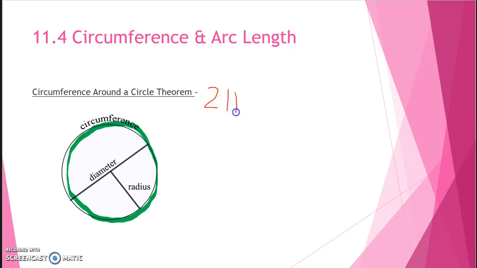The first one is 2 pi r, and your r stands for the radius. So if you know your radius length, you probably would want to use that formula. And the other one is pi times diameter, and that's the one you would want to use if you knew your diameter length. If you liked pi times diameter better, and you only knew the radius length, you could double your radius and then you would have your diameter, and you could use that formula.